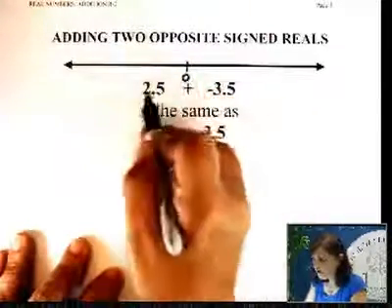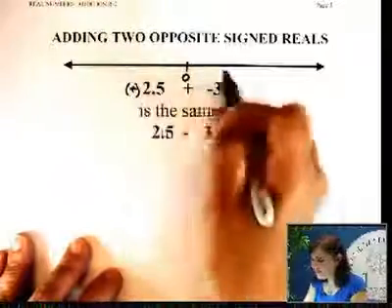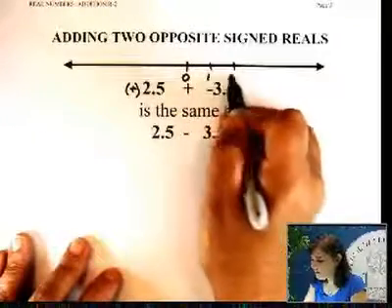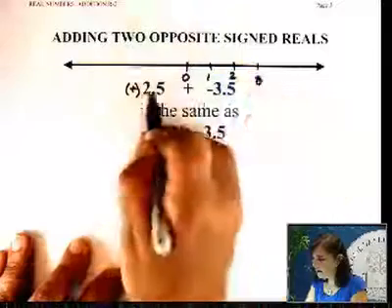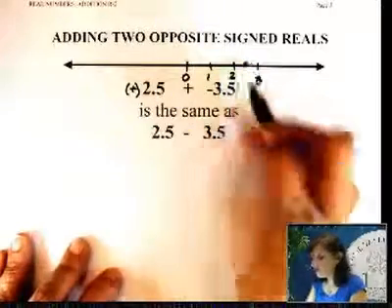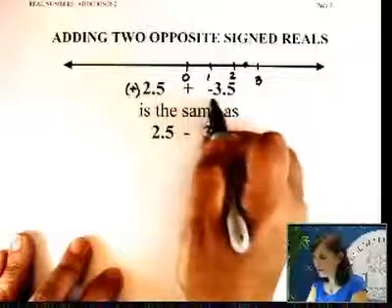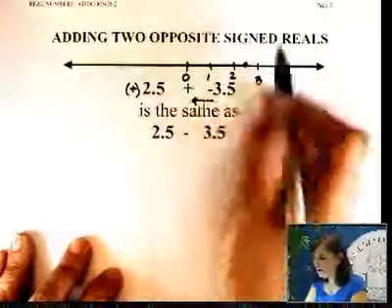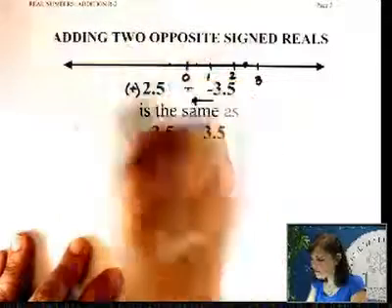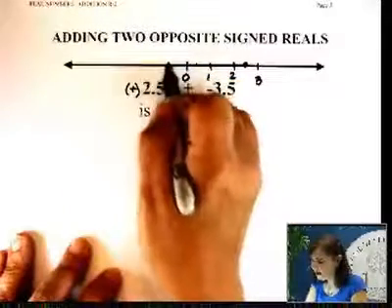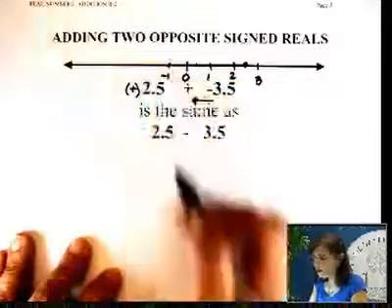Okay, now how about a positive and a negative? You're at 0. There's an invisible positive here. Here's 1, 2. I end up with positive 2.5, so I'm here. And I'm going to go left, negative 3.5 steps. 1, 2, 3.5 steps. So where do I end up? Yeah, I actually end up at negative 1.